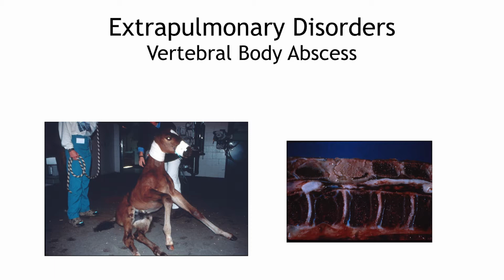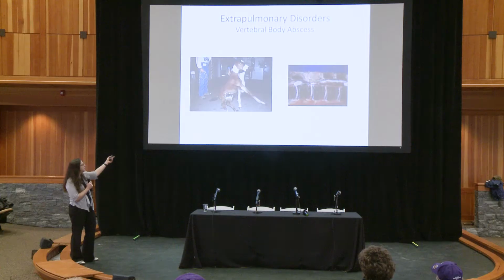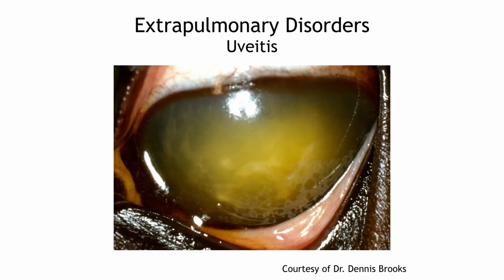The organism can also go to the vertebral body, causing an abscess around the spinal cord and compression of the spinal cord. So in the picture on the right, in the middle there, the top, that's the abscess, and it's completely obliterating the space where the spinal cord should be going through. That white tissue there is spinal cord. And this is the way they present often, down, unable to use their hind end. Uveitis, again, is a secondary inflammatory disorder, but you'll often see these horses that have green, yellow eyes.